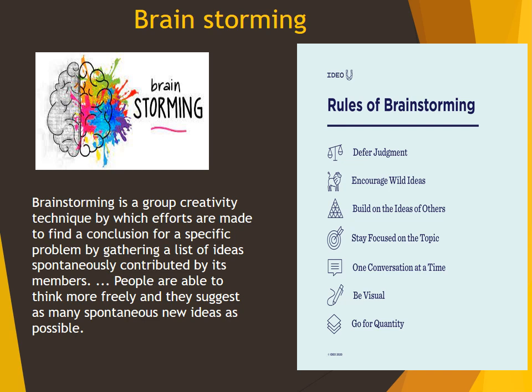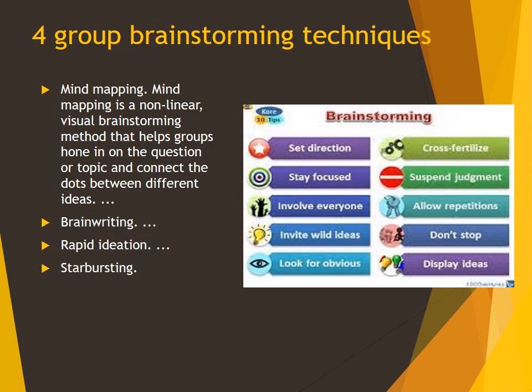That is, we have some rules for brainstorming. We have to defer judgment, we have to encourage wild ideas, and we try to build ideas based on others' opinions. We have to focus on the topic, and have one conversation at a time. We have to visualize what could be the result, and we have to look into the quantity. So we have 4 group brainstorming techniques, and one is mind mapping.